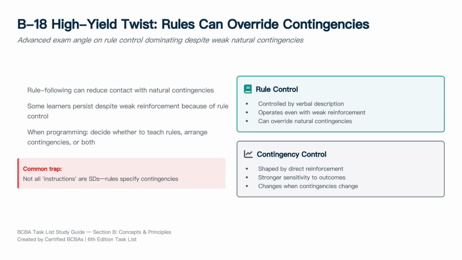A high-yield exam twist is that rules can override contingencies. Someone may keep responding even when natural reinforcement is weak because the rule reduces contact with the real outcomes. From a programming standpoint, you're often deciding whether to teach rules, arrange contingencies, or combine them. And a common trap is calling every instruction an SD. Rules describe contingencies, while SDs signal availability of reinforcement for a response.